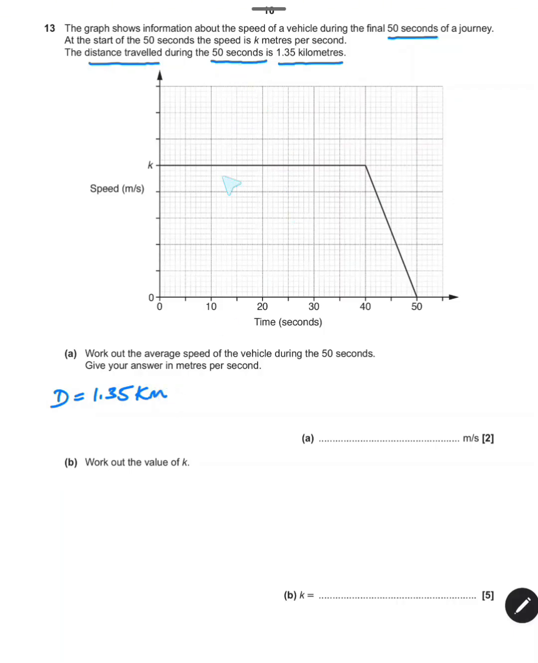We know that the time is 50 seconds. So from this, we can work out the speed. And speed is just distance divided by time. Now what I'm going to do straight off is change this kilometres into metres just by timesing it by 1,000. So kilometres to metres, times by 1,000, so it'll be 1350 metres. And I'm going to divide that by the time, which is 50 seconds.